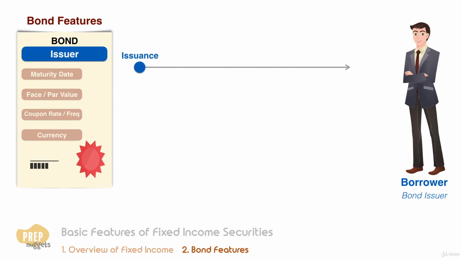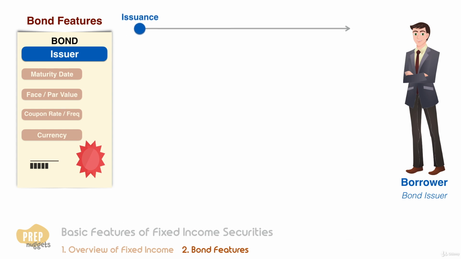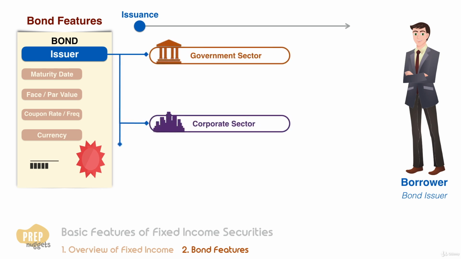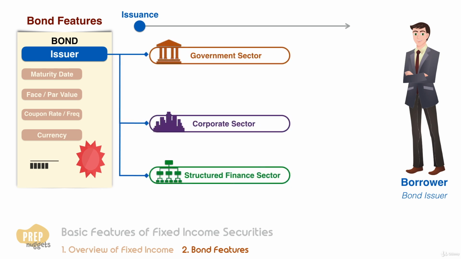is. There are several types of entities that can issue bonds to obtain capital. They can be broadly classified into 3 main sectors: the government sector, the corporate sector, and the structured finance sector. The government sector can include either sovereign nation governments or government-related entities. Supranational entities are government-related organizations that operate globally.